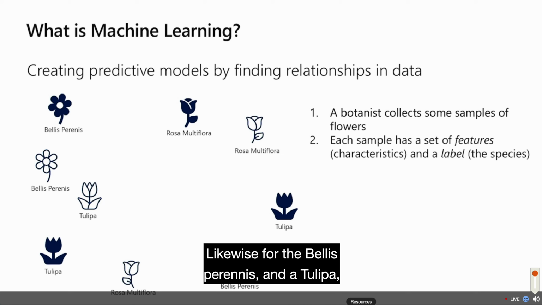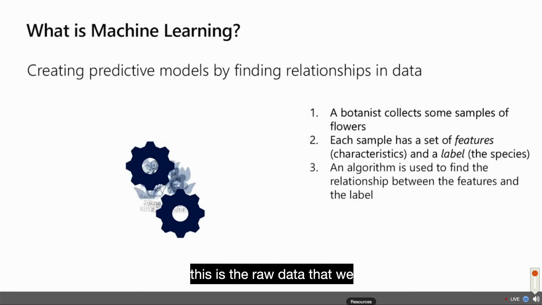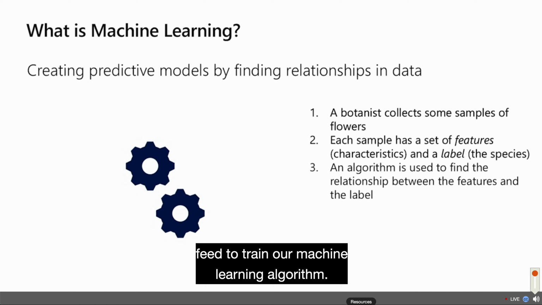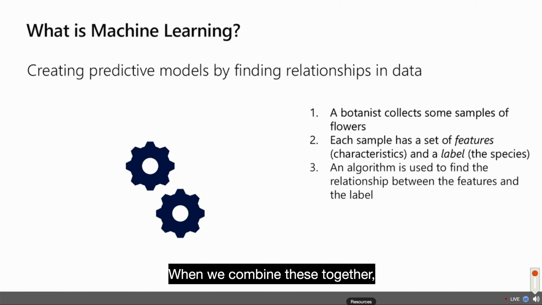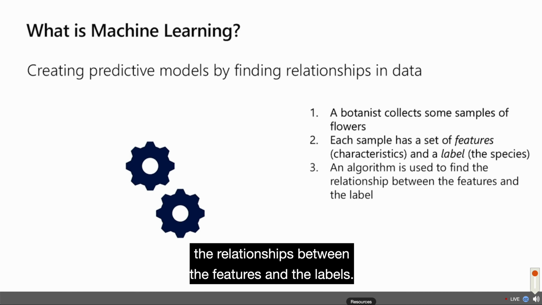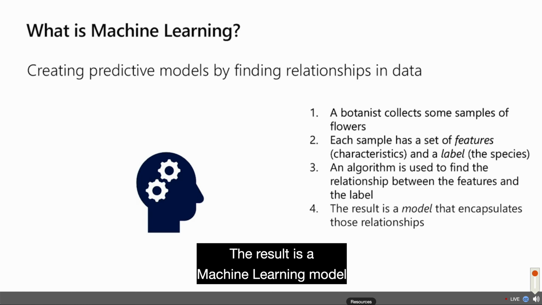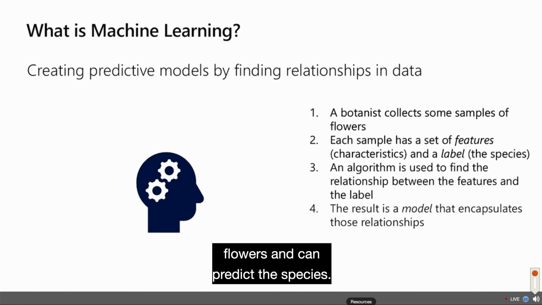Likewise for the Bellis perennis and the Tulipa. This is the raw data that we feed to train our machine learning algorithm. The features in the form of colors and measurements, and the labels in the form of the name of the specimen. When we combine these together, the algorithm is going to understand the relationships between the features and the labels. And the result is a machine learning model that now has an intuitive understanding of these three species of flowers and can predict the species.